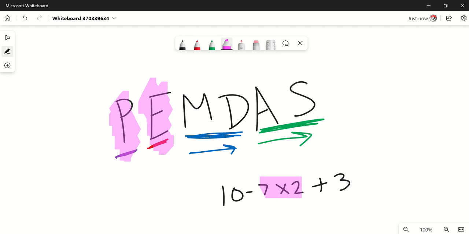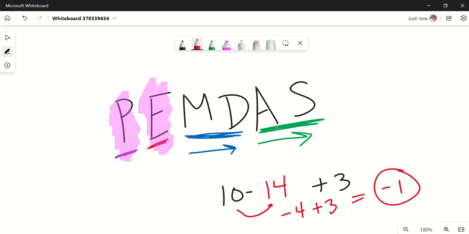Now, most of us would do 10 minus 7, which would be 3, then times 2, which would be 6, plus 3 would be 9. This is not going to equal 9. Based on order of operations, I have to do 7 times 2 first. That will actually equal 14. And now what I would do is addition and subtraction from left to right. 10 minus 14 would be negative 4, plus 3 would equal negative 1. So my answer would be negative 1 based on order of operations.